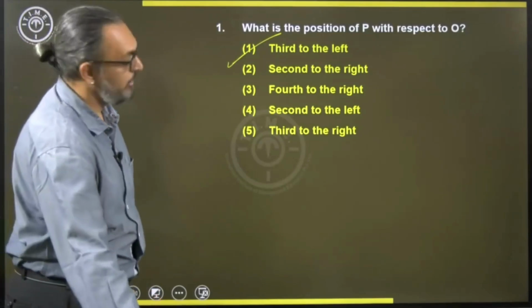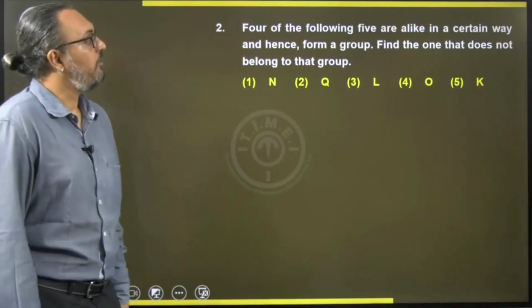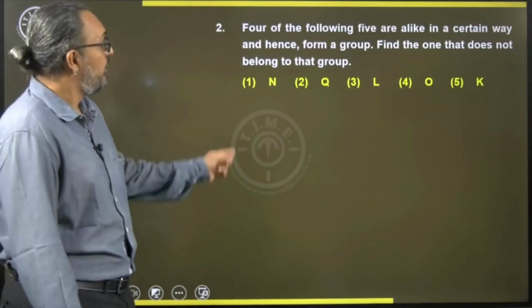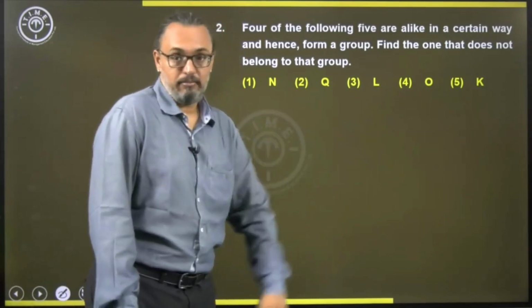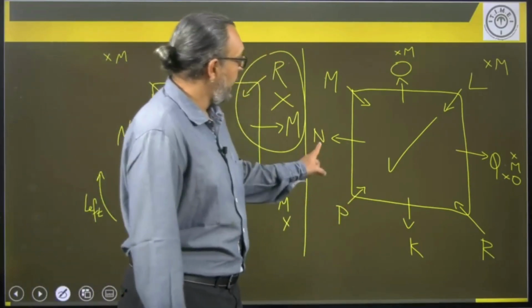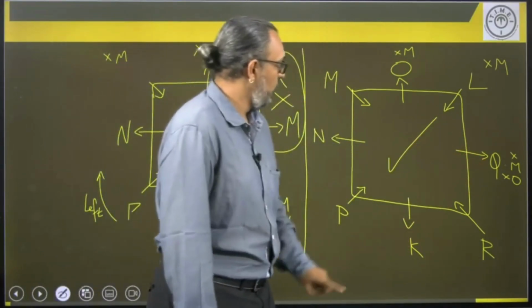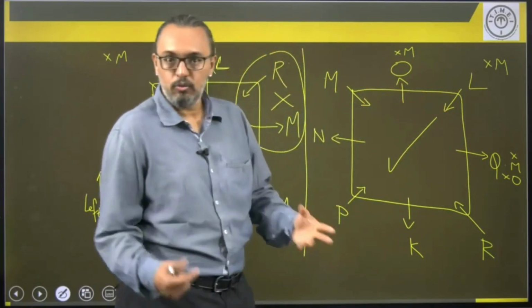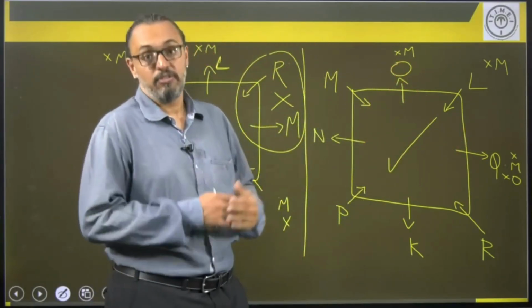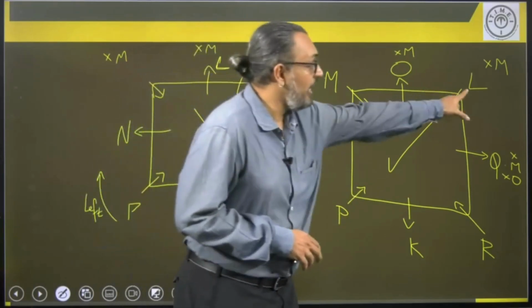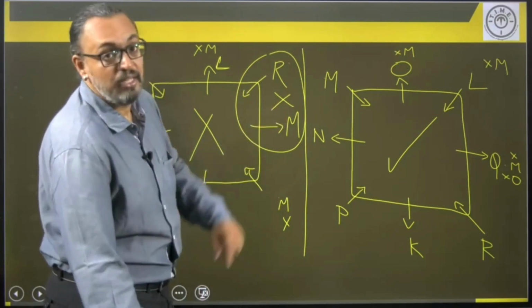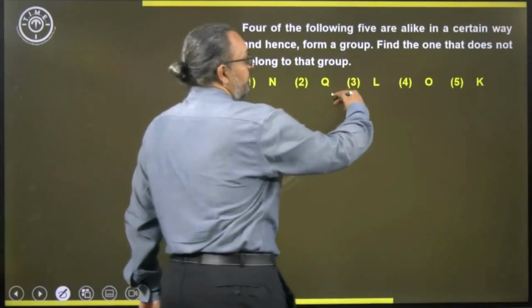Okay. Then, four of the following five are alike in a certain way and hence form a group. Find the one that doesn't belong to that group. So we have N, Q, L, O, K. So what do you observe there? N, Q, O and K, they all are sitting in the middle of the sides facing away from the center, but L is the one who is sitting at a corner facing towards the center. So L is going to be our odd one out. Third option.